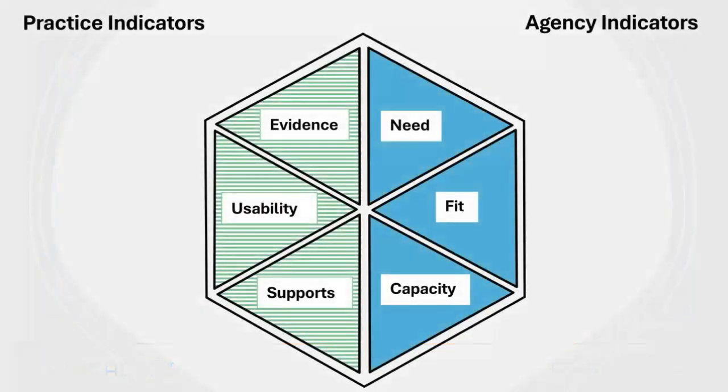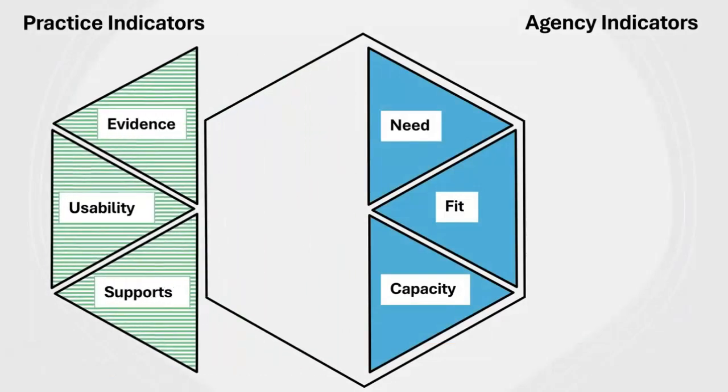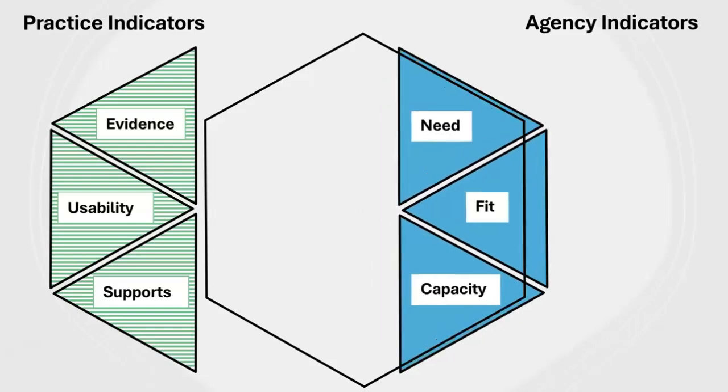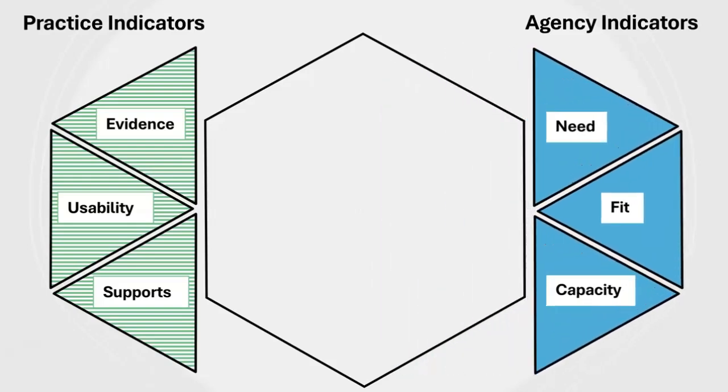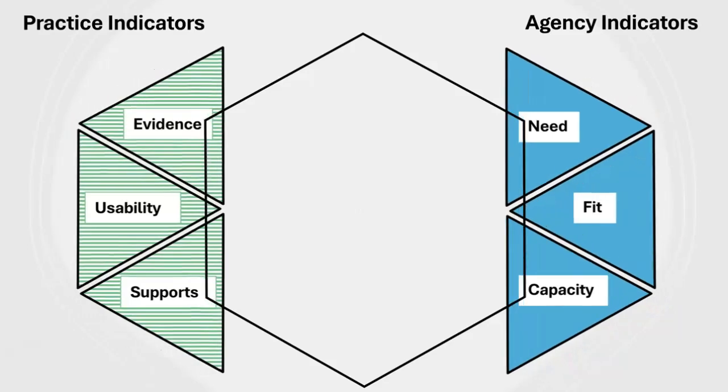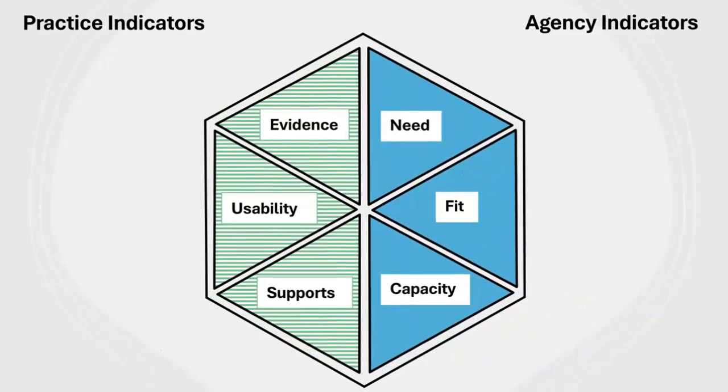The Hexagon is organized around 6 indicators broken into 2 sections or halves of the Hexagon. The first section is practice indicators. These indicators address the evidence, usability, and supports of the quality indicators. The second section is agency indicators. These indicators address how well the quality indicators meet the student needs, fit with agency initiatives, and whether your agency has the organizational capacity to implement them. Together, these indicators help teams think about readiness from different perspectives.